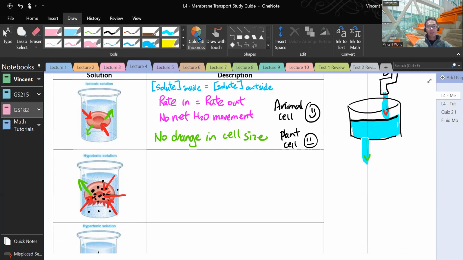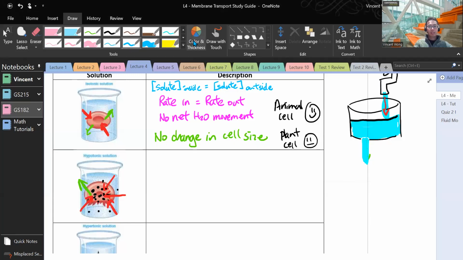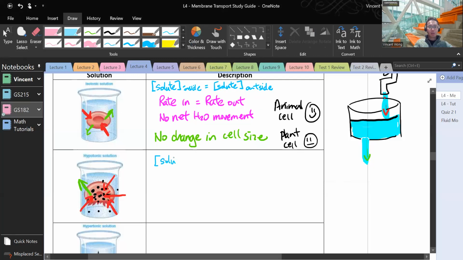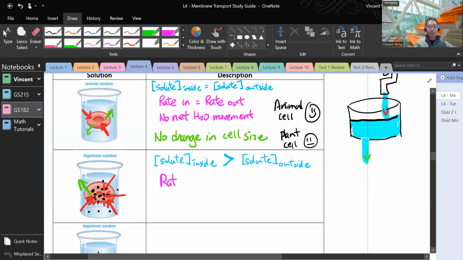So what's the situation here? Well, the situation is that the concentration of solute inside is greater than, it's higher than the concentration of solute outside. Okay, and as a consequence of this, the rate in is greater than the rate of water leaving.